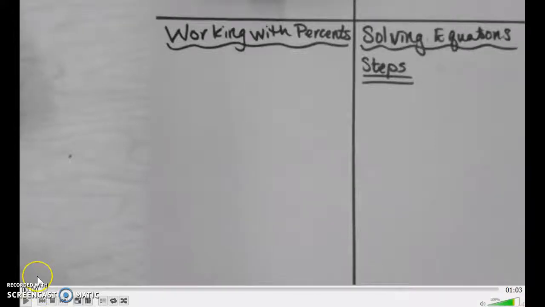What we're going to work on right now is working with percent. So if you can go to your foldable and find the percent section. And the first thing we have to talk about is how you write a percent as a decimal. And so if I have the percent 25%, how do I write that as a decimal?